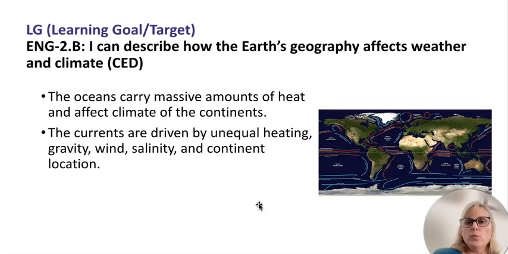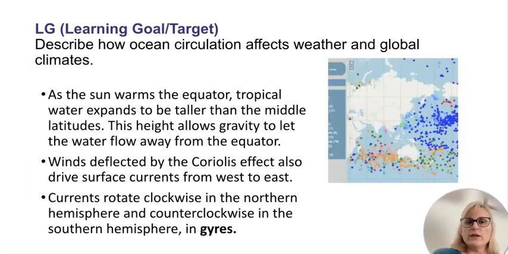So what causes all these currents to move around the globe? Well, there's unequal heating, there's gravity, there's wind, there's salinity, there's where the continent is in comparison to the water. All of these things are factors. So let's talk about some of them.